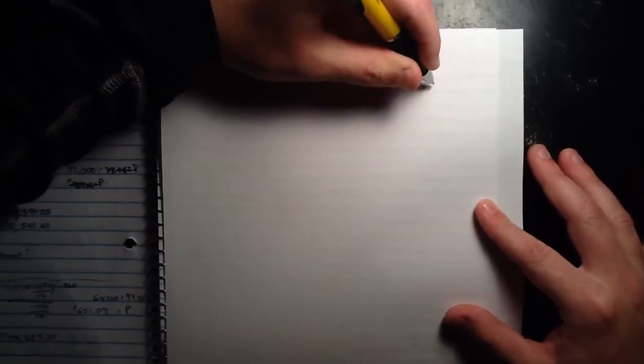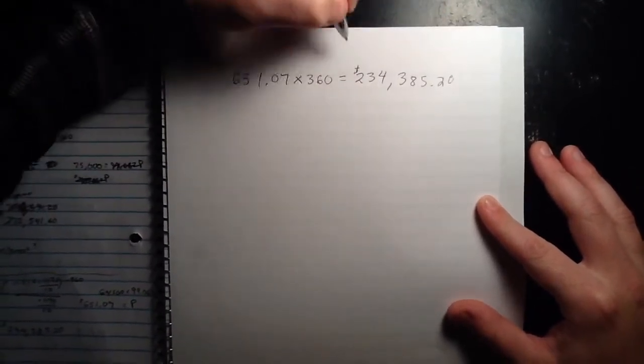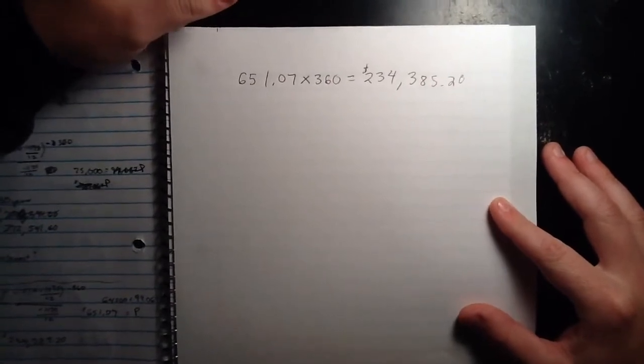Now I want to know how much you will be paying total. So as I said, you will be paying $651.07 a month for 360 months, which will be your 30 years, and that is equal to $234,385.20. That's a lot of money for a $75,000 house.